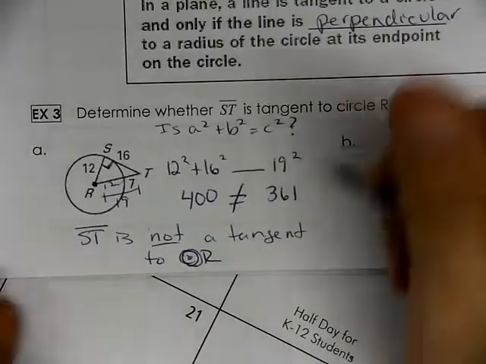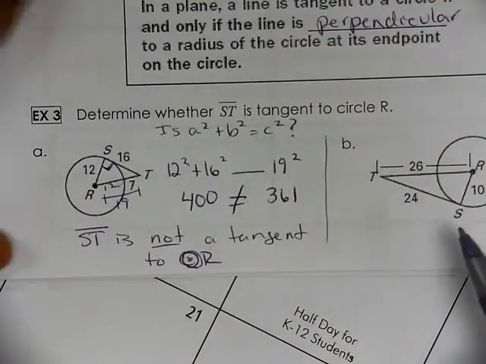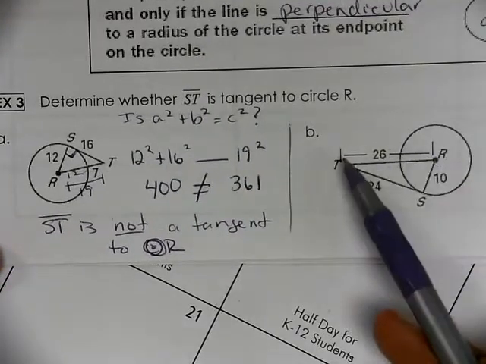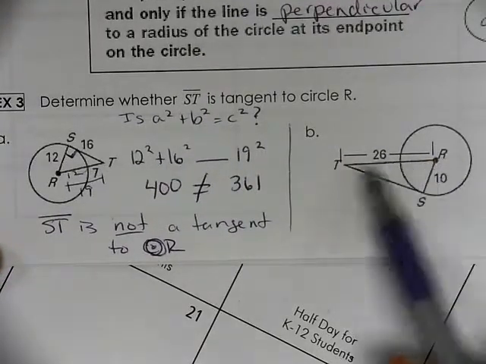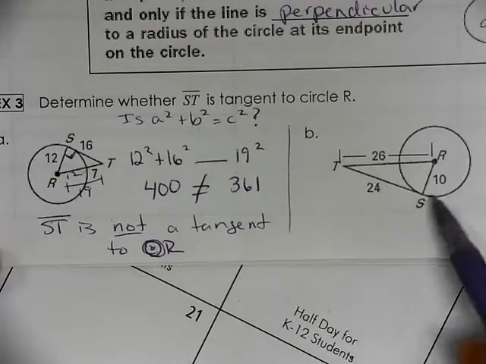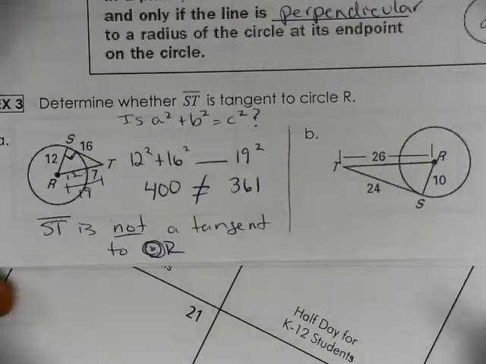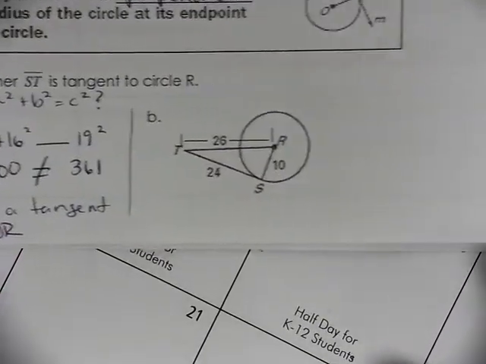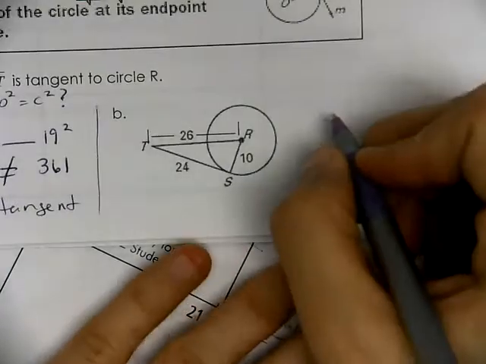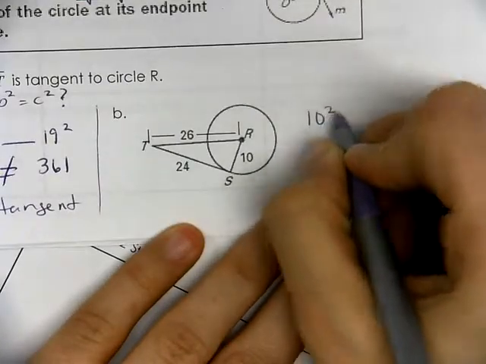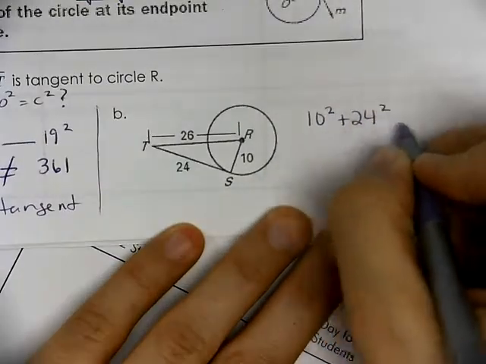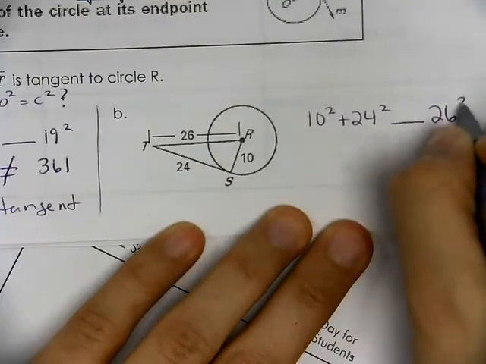B, they helped us out a little bit. They gave us all three sides. T to R is 26. We don't have to add to it because that's what this bracket is. So let's check. Is 10 squared plus 24 squared equal to 26 squared?